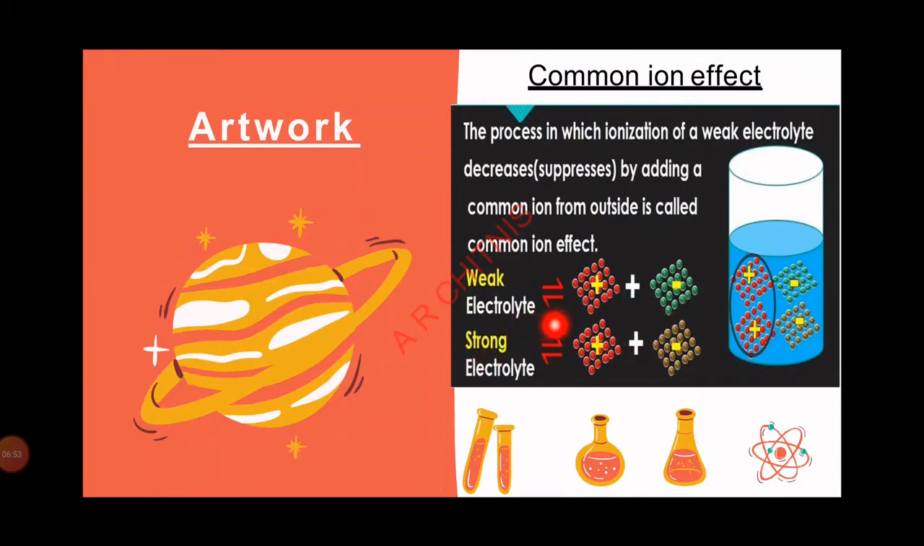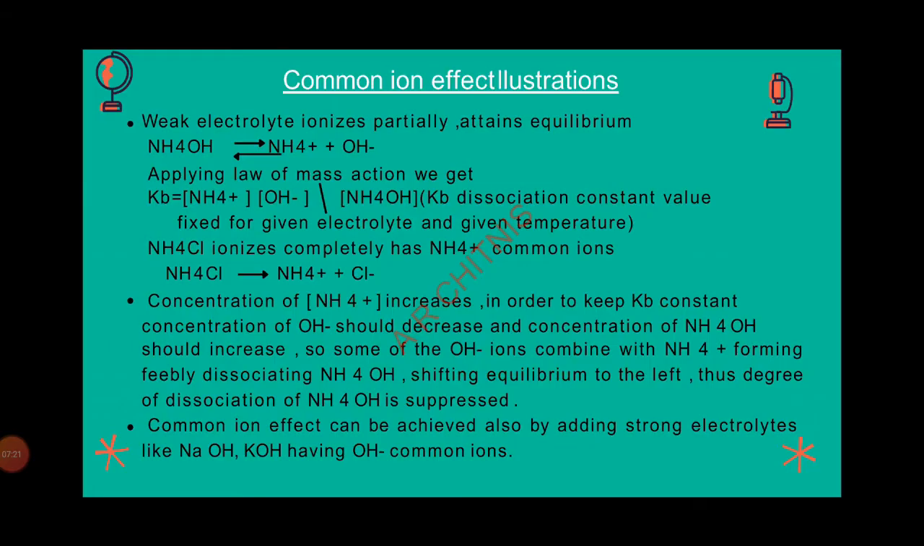So this is a weak electrolyte. Earlier we have seen NH4OH giving rise to NH4 plus and OH minus, for example. The strong electrolyte is NH4Cl, giving rise to NH4 plus and Cl minus. If you look at the color, these NH4 plus ions are the common ions here. These common ions are going to prevent the dissociation of the weak electrolyte. So this is a beautiful picture. It is self-explanatory, that's why I thought of putting it here.